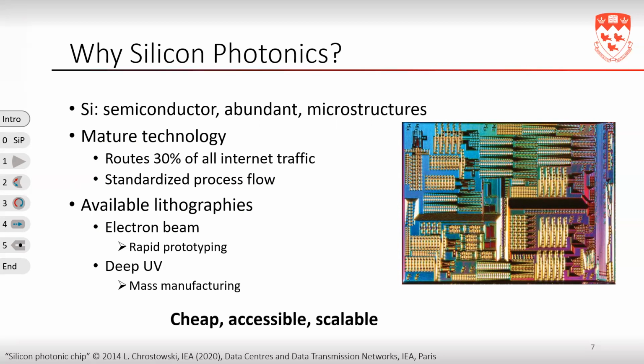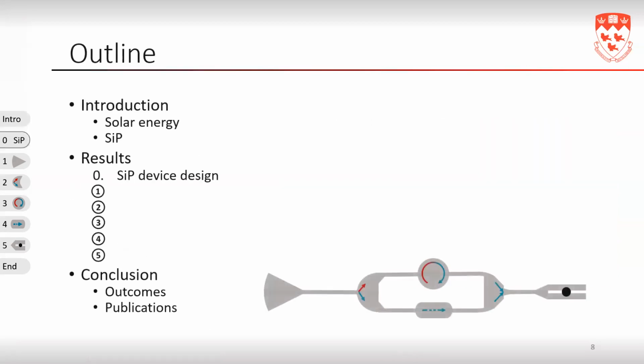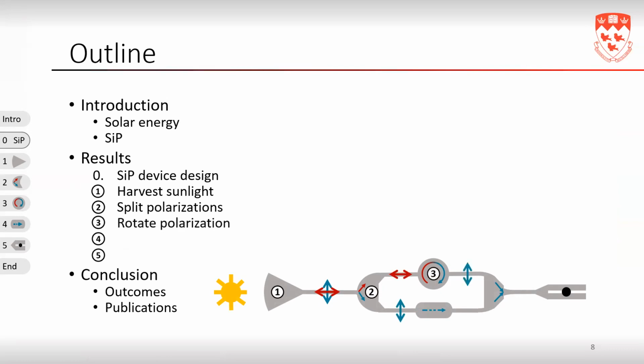Let's go back to the outline. In the results, we'll discuss our toolkit for silicon photonic device design. I'll then show you how to harvest sunlight into confined optical modes. I'll then split these confined modes based on their polarization. We can rotate one of the polarizations in one branch to match the other, match the phase of the other branch to match the first, and finally combine these two branches into the same mode that couples to free electrons.